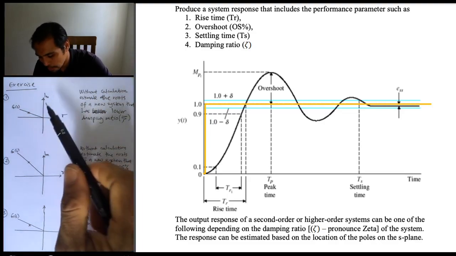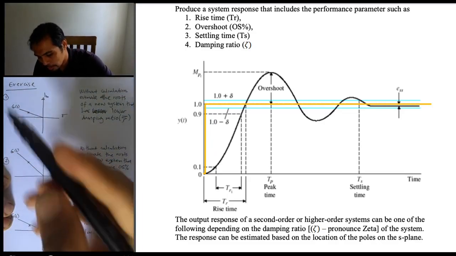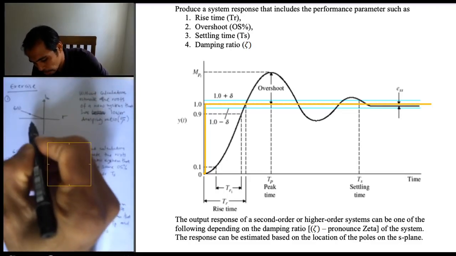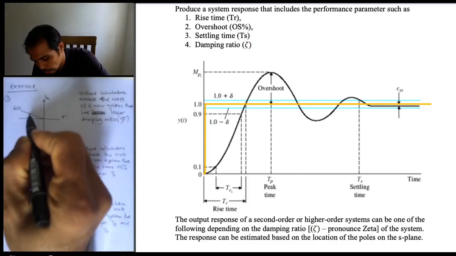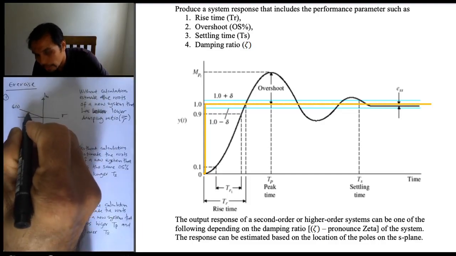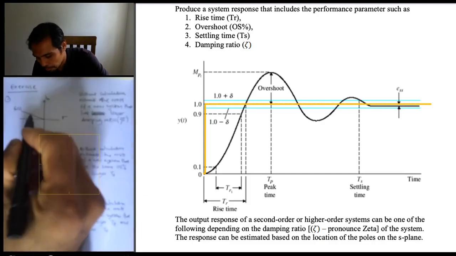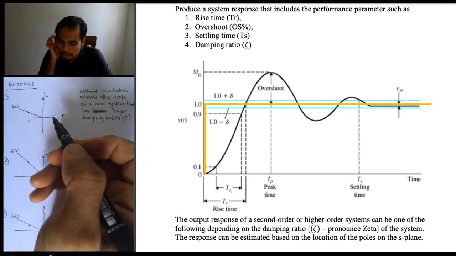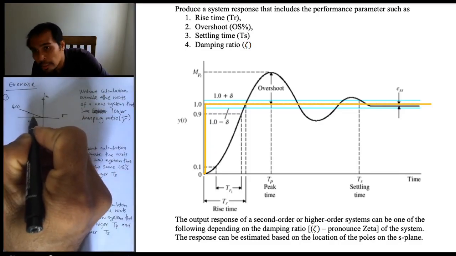Now, the given system is this one. So I just show the positive conjugate, the negative conjugate is the same. So we just consider this. The system has two roots. One is here, one is here, right? So we just consider here.